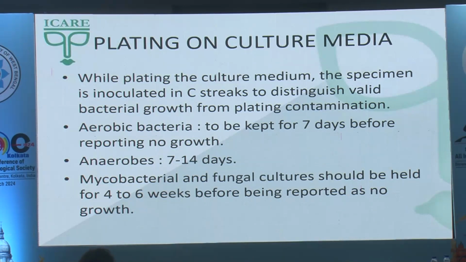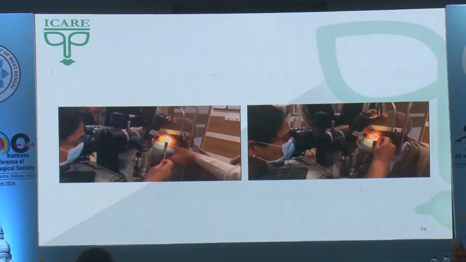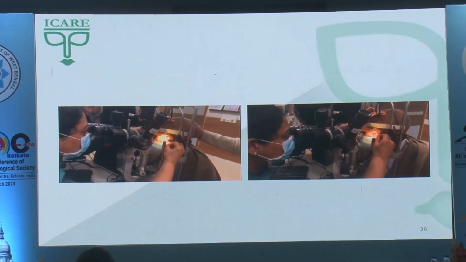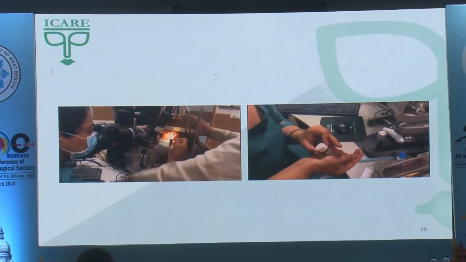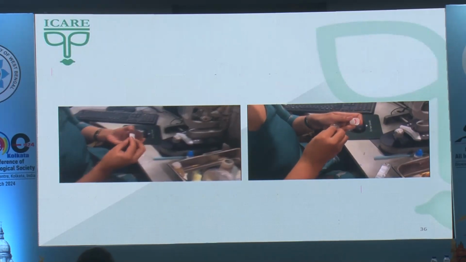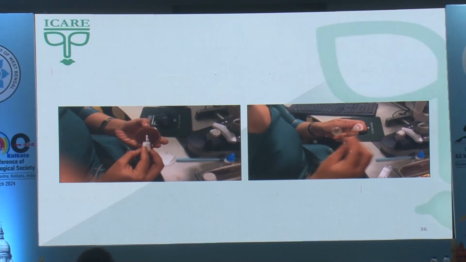The aerobic bacteria are to be kept for 7 days before reporting no growth, and anaerobes for 7 to 14 days. Mycobacterial and fungal cultures should be held for 4 to 6 weeks before being reported as no growth. So basically each sample is to be taken separately with a new blade, and the blade to be discarded immediately after taking the sample.